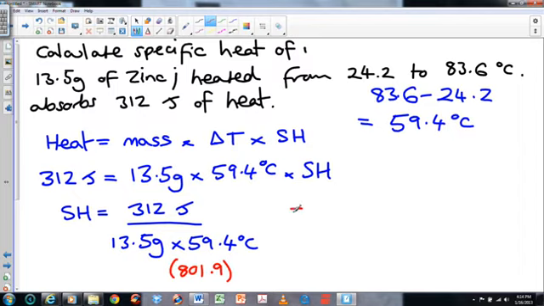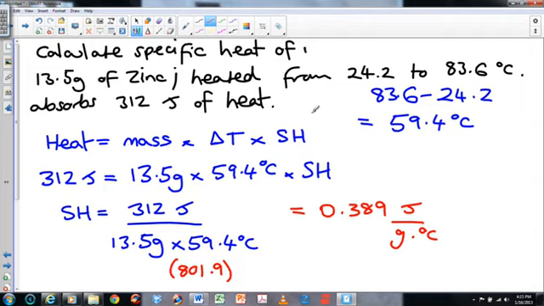So therefore my specific heat is going to be 312 divided by 801.9, so 312 divided by 801.9 gives me a specific heat of 0.389 joules per gram per degree C. I was given 3 significant figures here, and 3 here, and 3 here, and 3 here, so therefore the answer is going to be shown to 3 significant figures.